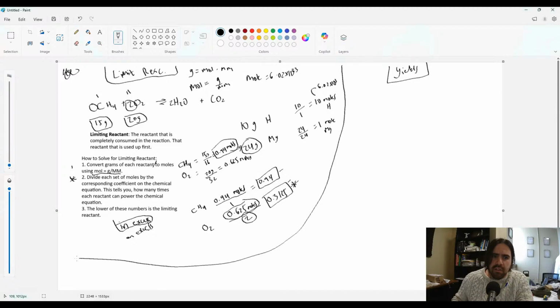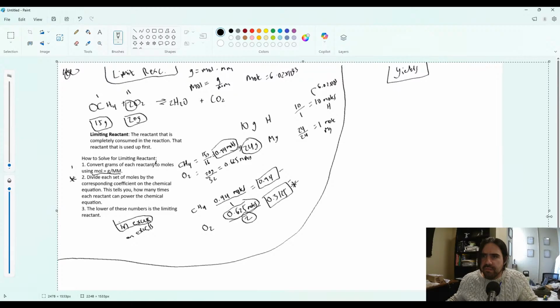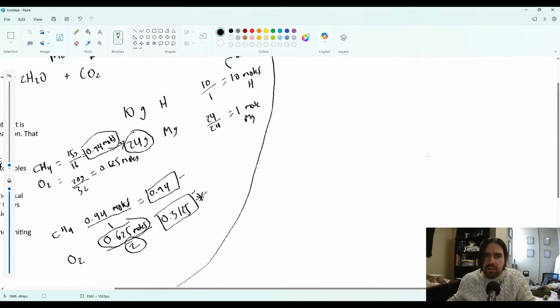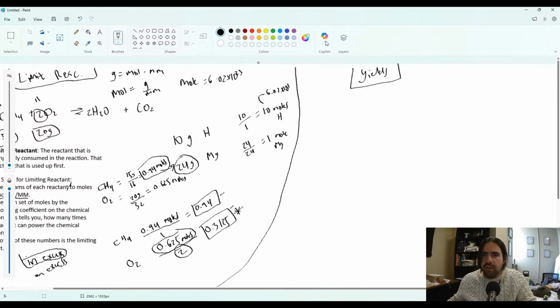So, limiting reactant, you just chill over here. And then let's move over to the yields. Now, limiting reactant seems pretty intuitive, where we're trying to figure out what is the thing that we're running out of first.